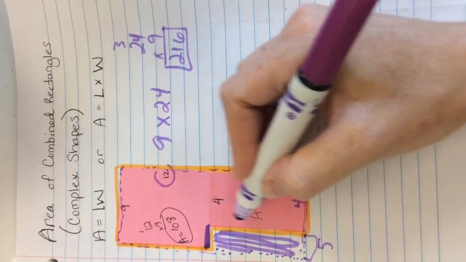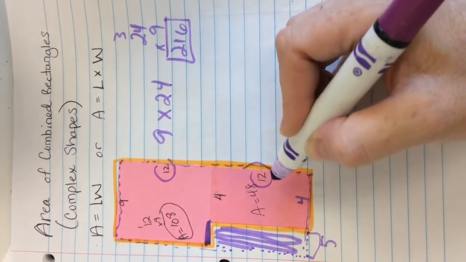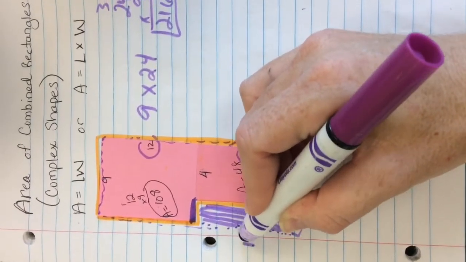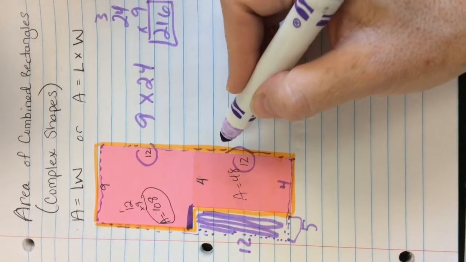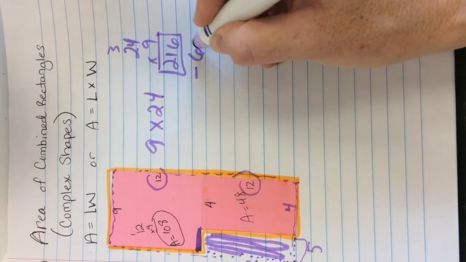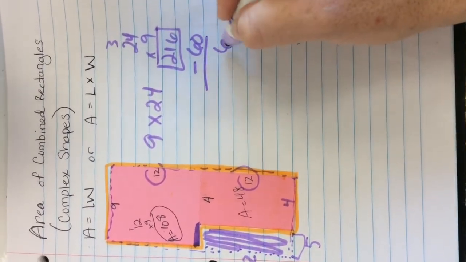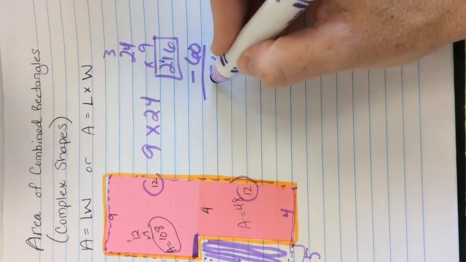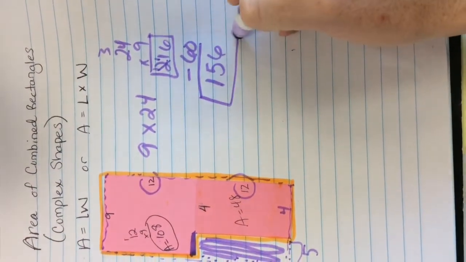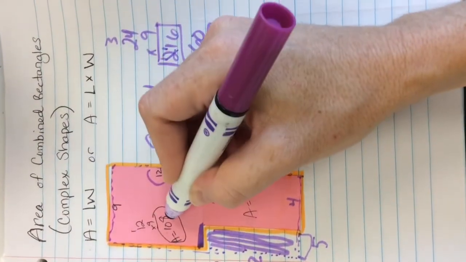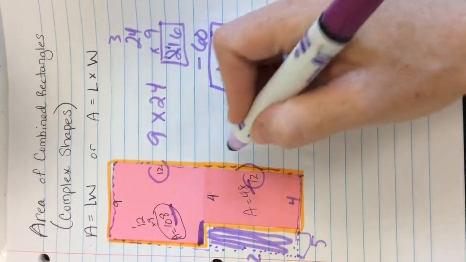And then the width of this, or length of this, excuse me, is that same thing as this 12. So this is a 12 by 5 missing piece. And 12 times 5 is 60. So I'll subtract that from that 216. Okay, and so the area of this is 156.